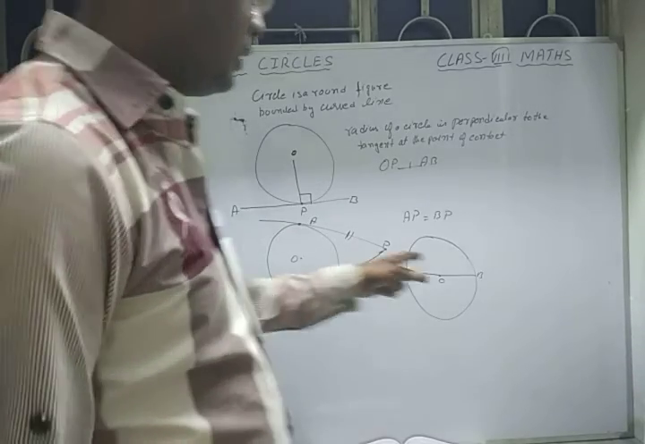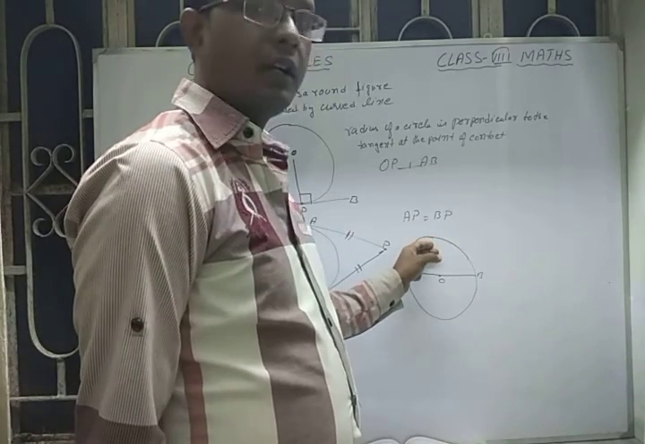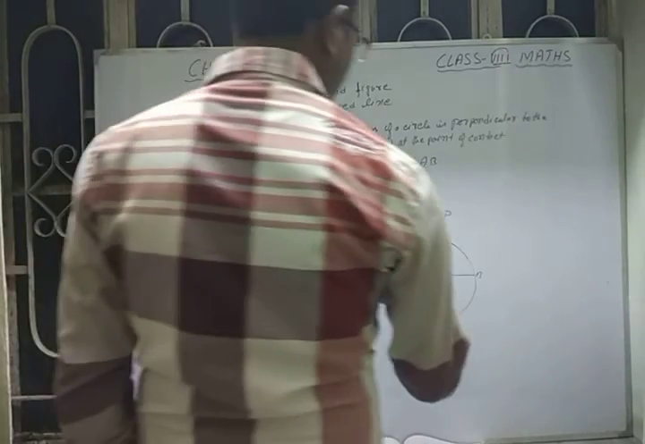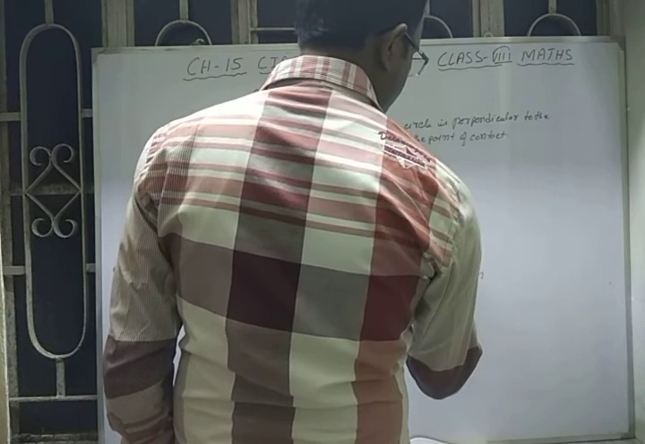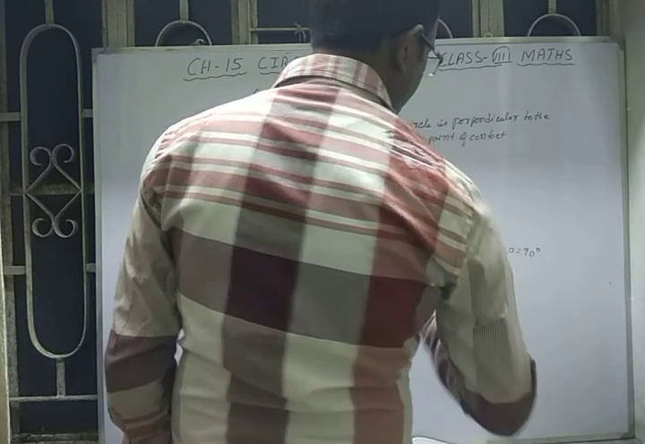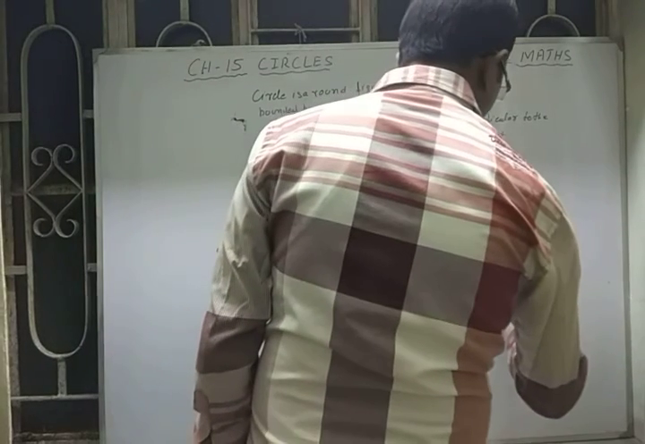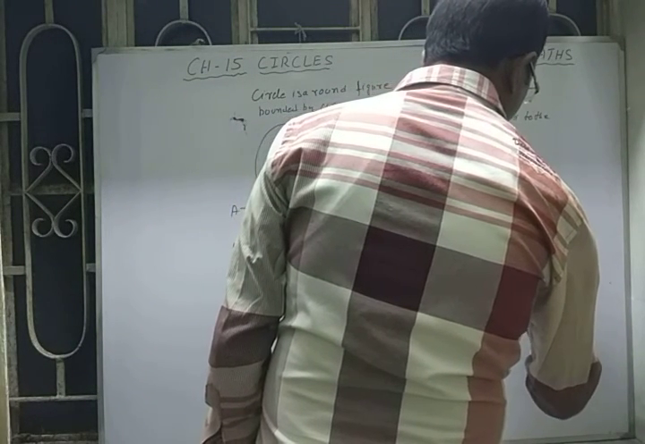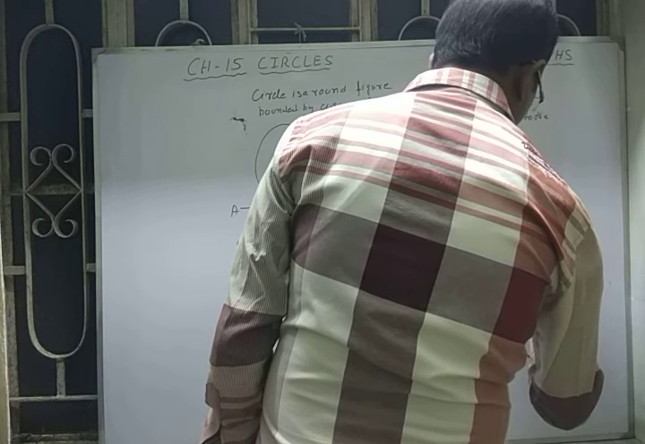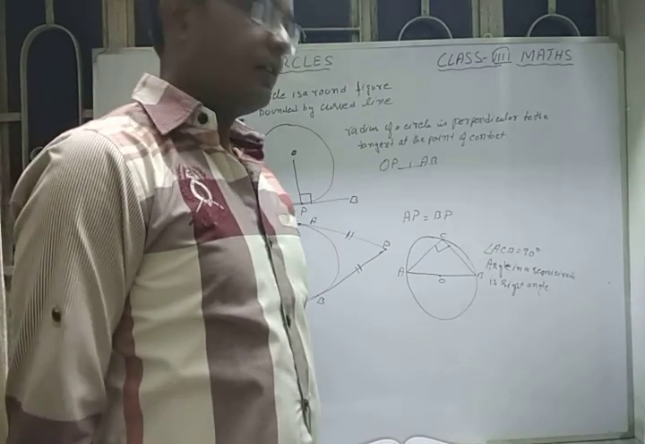Now with AB as a base, if we draw an angle on any part of this circle, in the upper semicircle or in the lower semicircle, wherever you draw this angle, suppose this is C, then angle ACB is always equal to 90 degrees. This property is called the angle in a semicircle is a right angle. Right angle means it measures 90 degrees.